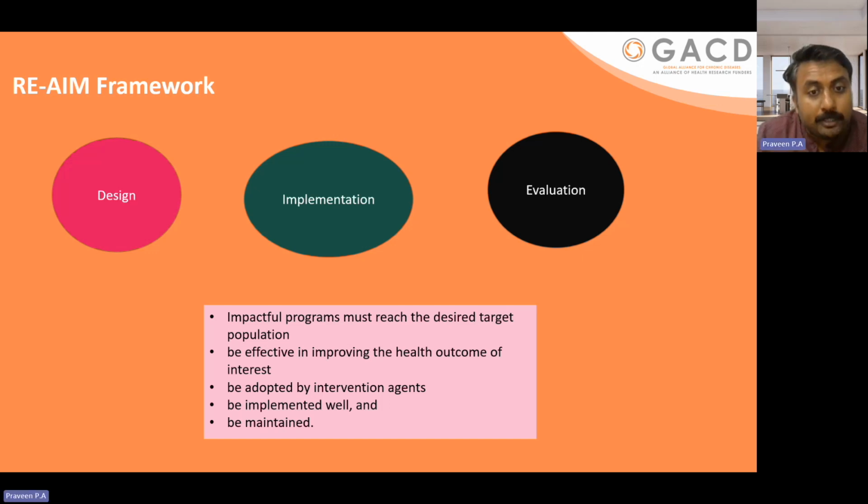The program should be adopted by the intervention agents, that is the physicians and nurse care coordinators. All the components of the intervention should be implemented well. That means the IT infrastructure should work properly. The up referrals and the down referrals should be seamless and should be working effectively. And the program components should be maintained and adopted by the relevant stakeholders even after the project period.